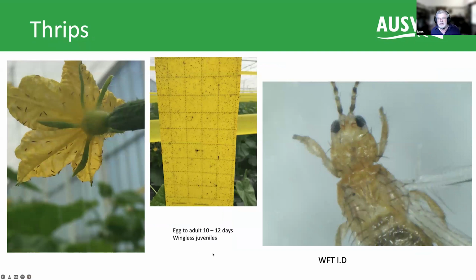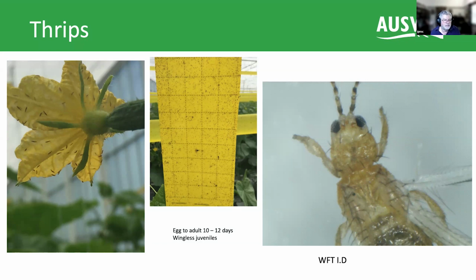Thrips are another very common pest and a major issue in certain crops, mainly because they can be a virus vector. Also, when they're in huge numbers, like you can see on that trap or on that cucumber flower, their feeding damage can actually scar the fruit or the crop that they're in and make losses that way. Identification of thrips is important because of this point that they are virus vectors sometimes.